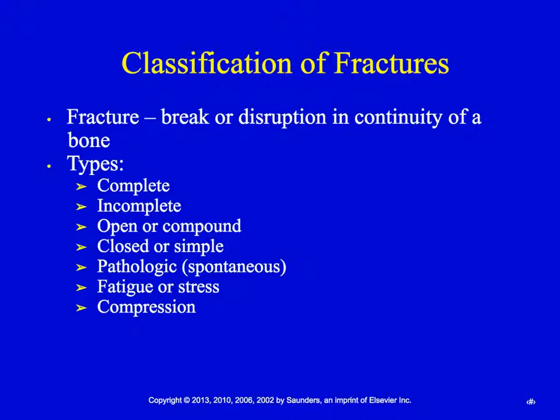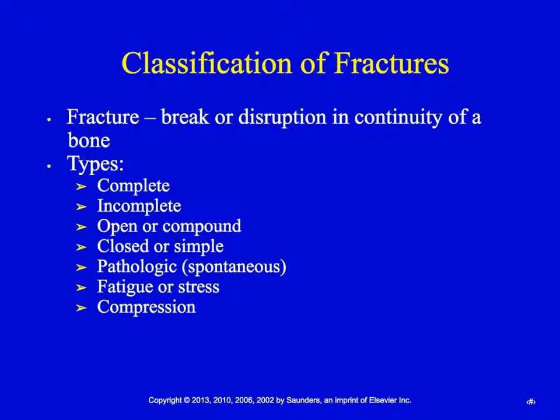A complete fracture, for instance, is a break that is across the entire width of the bone, and so the bone is in two distinct sections. An incomplete fracture doesn't divide the bone into two portions. It's not completely through the bone.